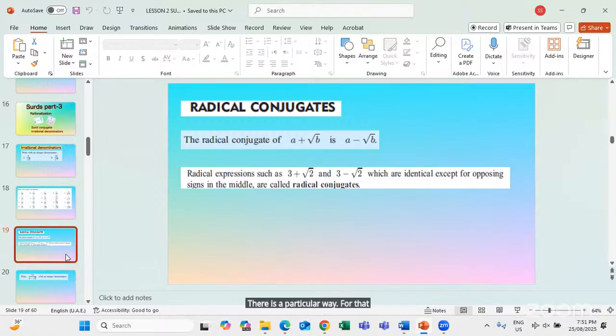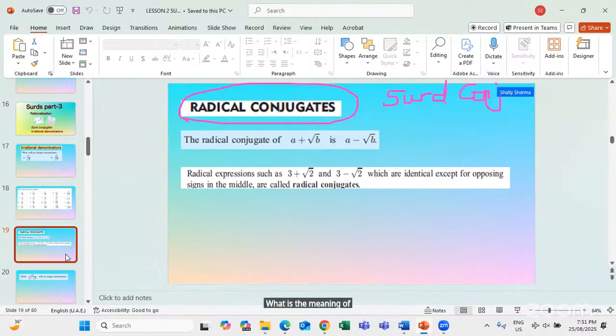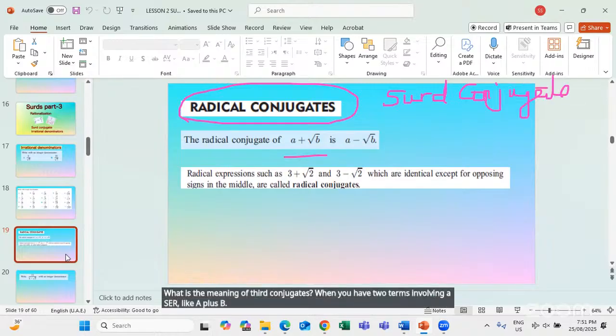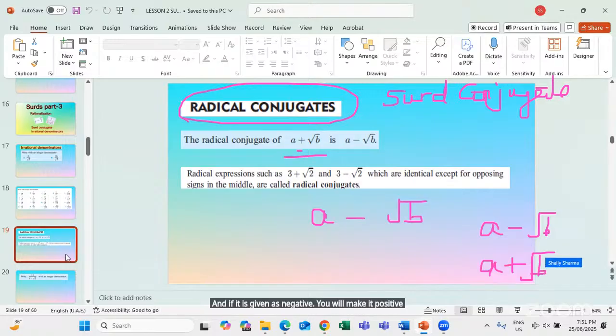For that, we need to understand the meaning of radical conjugate, or you can say surd conjugates. What is the meaning of surd conjugates? When you have two terms involving a surd like a plus root b, its conjugate will be the same numbers. You will write a and root b, but you will change the middle sign. If it is plus, you will make it negative, and if it is negative, you will make it positive. It works only for plus and minus, not for multiplication or division, where we can do it directly.